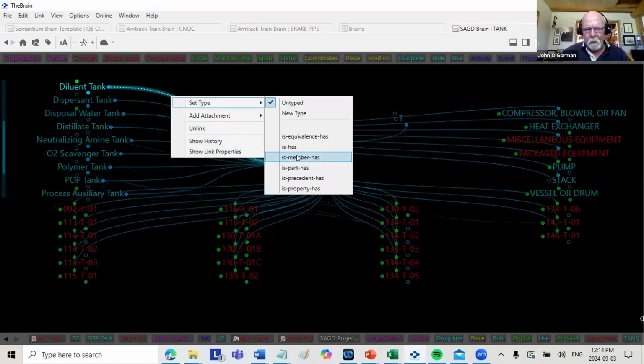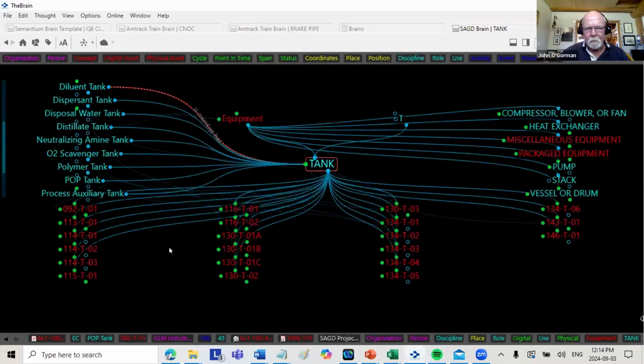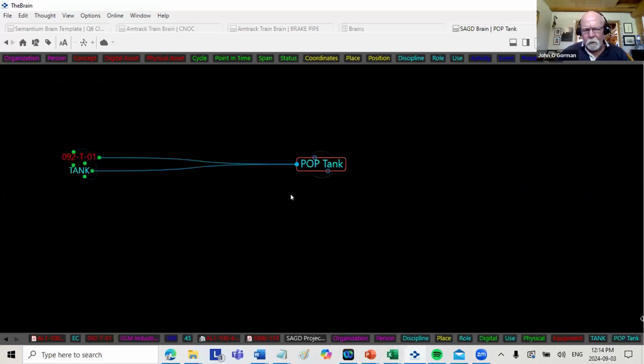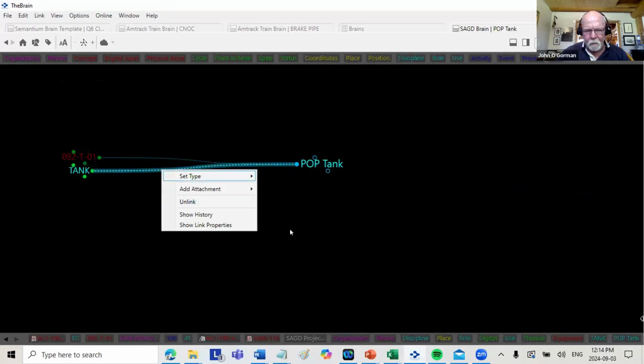Set type is a member. So this type of connection is a way of saying diluent tank is a type of tank. That's it. And a set-wise way of saying it is diluent tank is a member of the set tank. That's it. So we're gonna go a little bit deeper into this and connect on pop tank. It's a member, and we can again assign it a set type is a member.